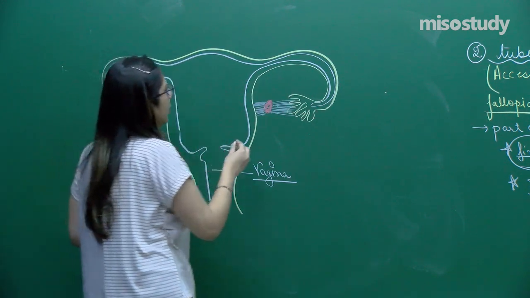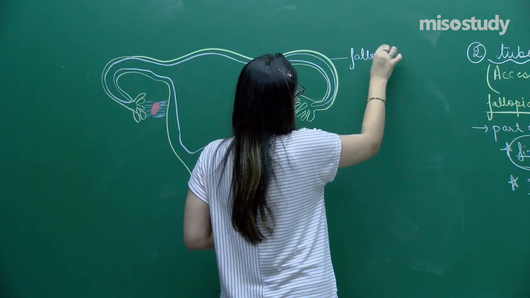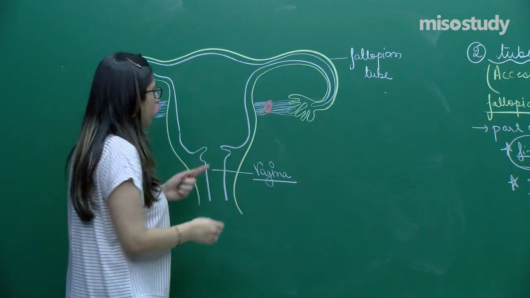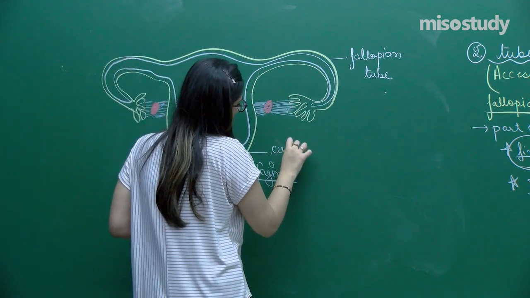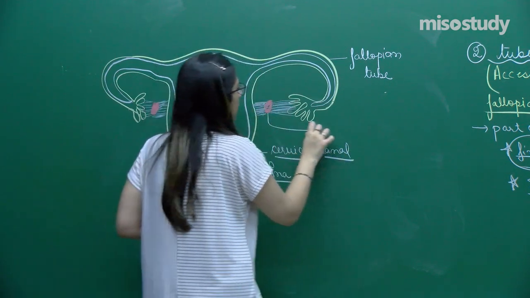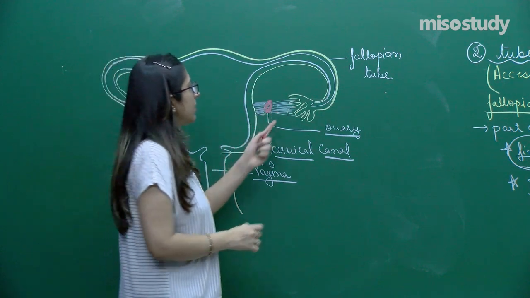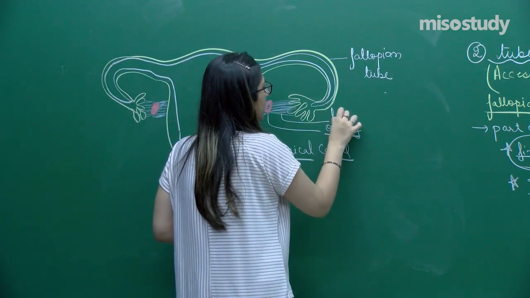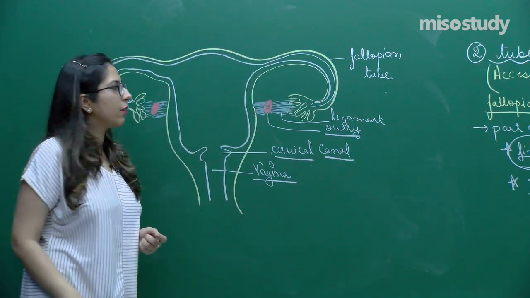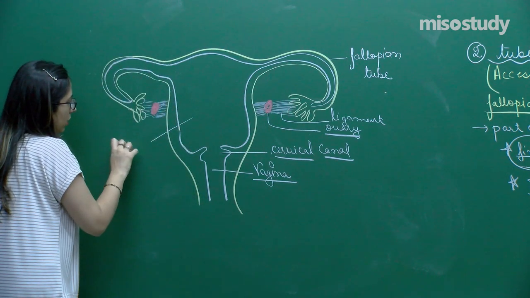Now, let's start labeling. This whole region is called the fallopian tube. This region is called the cervical canal. This is called the ovary. We have a pair of ovaries, one on both sides. Similarly, there are certain ligaments present which help in attachment of the ovary to the uterus as well as to the pelvic wall. Now, this pear-shaped structure is called the uterus.